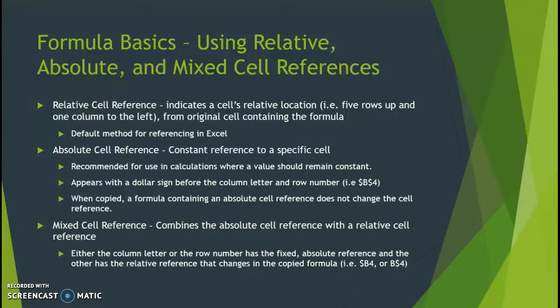And then the third cell reference that we're going to be looking at is the mixed cell reference. This combines the previous two, the absolute cell reference and the relative cell reference. In this scenario, either the column letter or the row number has a fixed absolute reference, and the other has a relative reference that changes when copied. So for example, as we were looking at B4 before in an absolute cell reference, in a mixed cell reference, you would put the $ before the B or the $ before the 4.